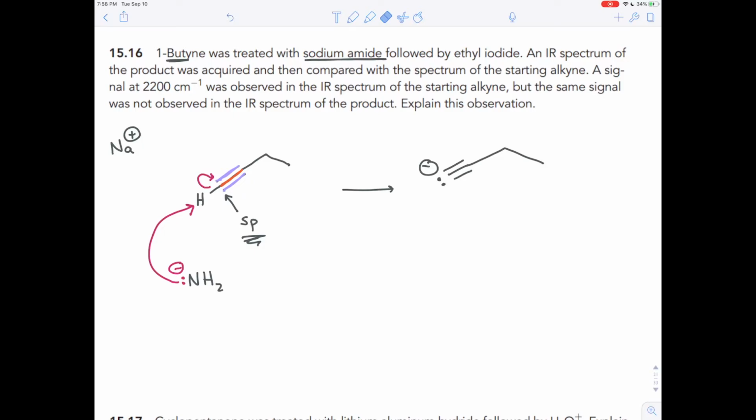Okay, I'm going to actually just move this ammonia. It floats around the molecule. Maybe it has a conversation with the sodium in the corner. It's not relevant to us anymore. So that's the first step.